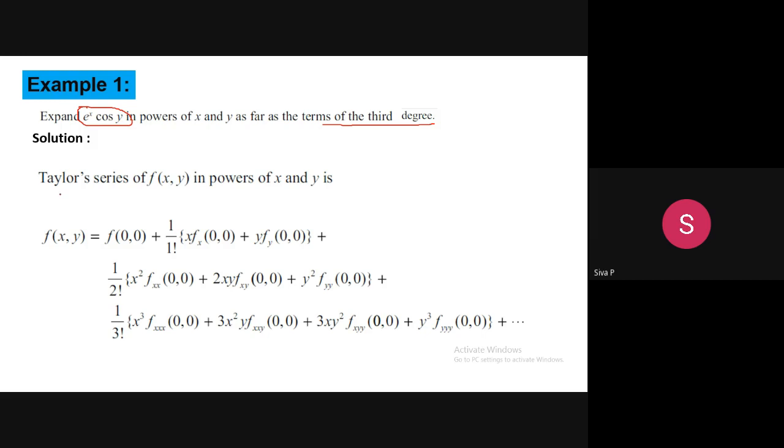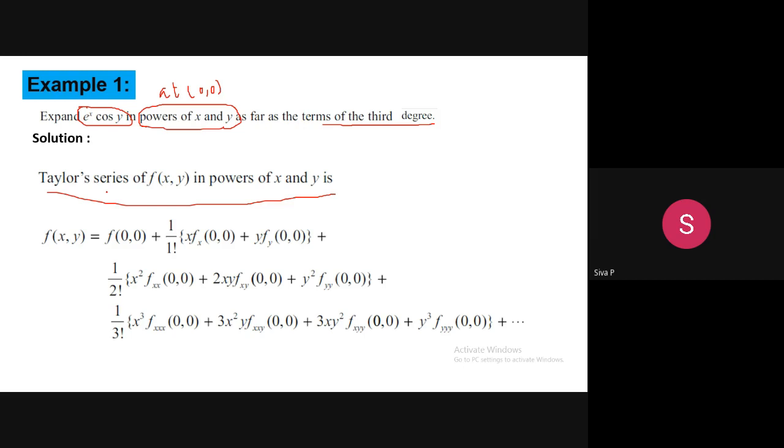First, you have to write the Taylor series of f(x, y) in powers of x and y. Why is it powers of x and y? Because it is given so. Otherwise, the same problem may be asked at the point (0, 0). In case it is at the point (0, 0) also, then you have to solve like this.